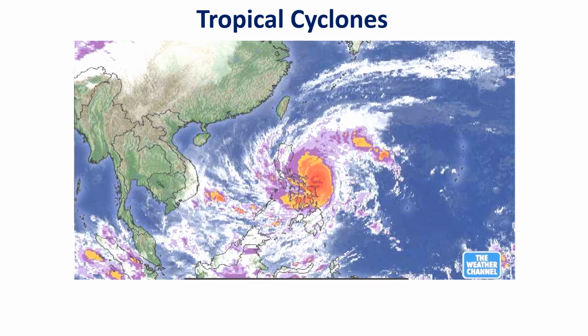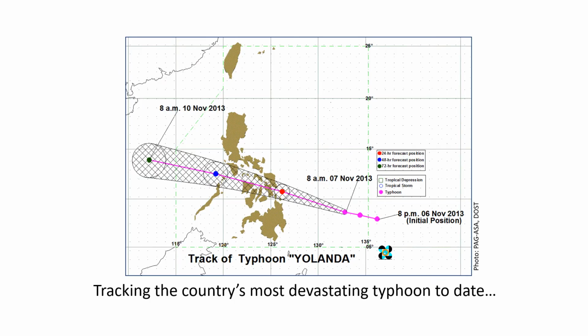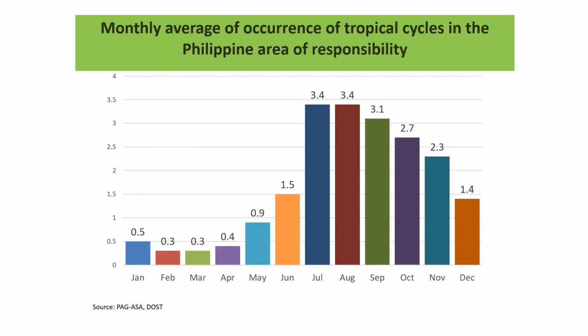With that said, the Philippines is very highly susceptible to typhoons due to its location in the Pacific typhoon belt. For example, this is Typhoon Yolanda. This has been the most devastating typhoon to date. This is the monthly average of occurrence of tropical cyclones in the Philippine Area of Responsibility, or PAR. During August and July, we have the most number of tropical cyclones. These are during our wet season.